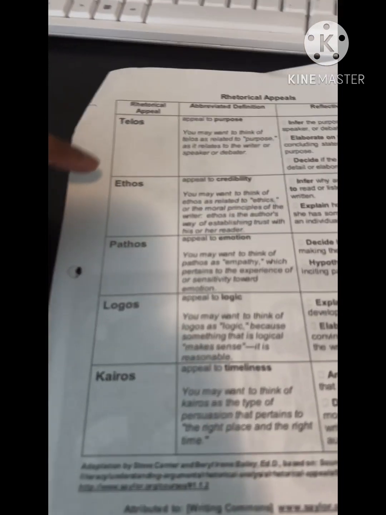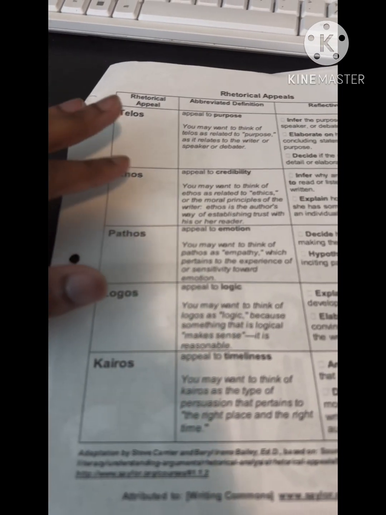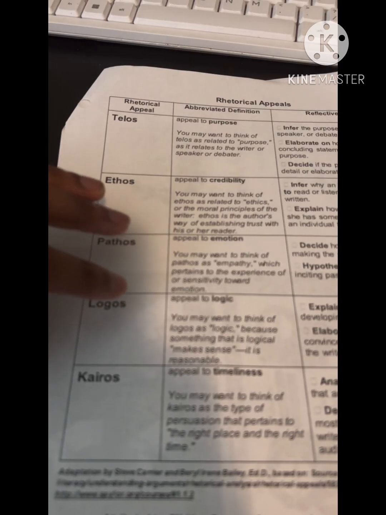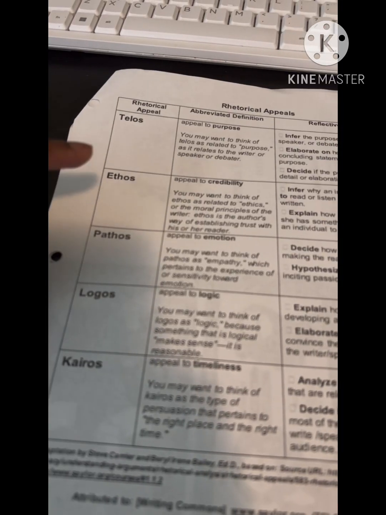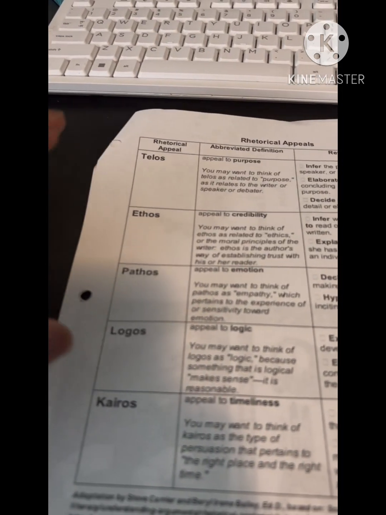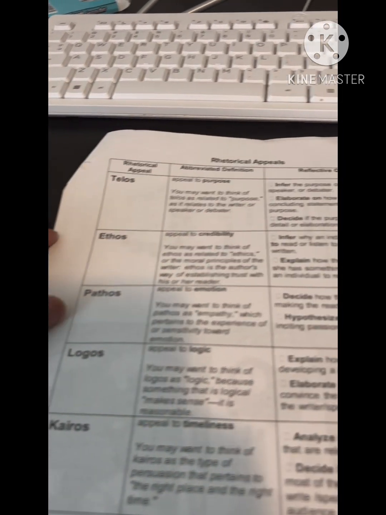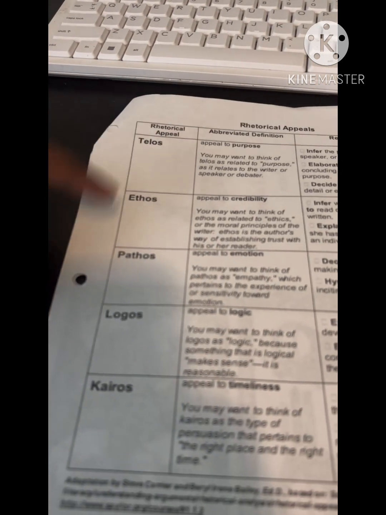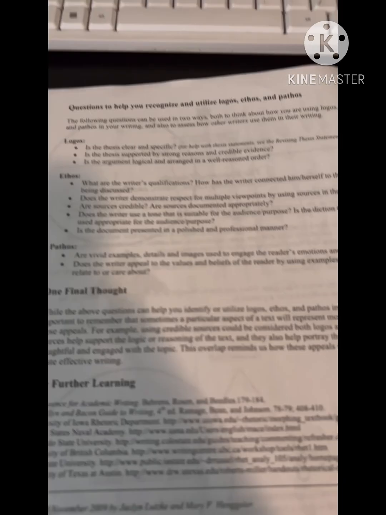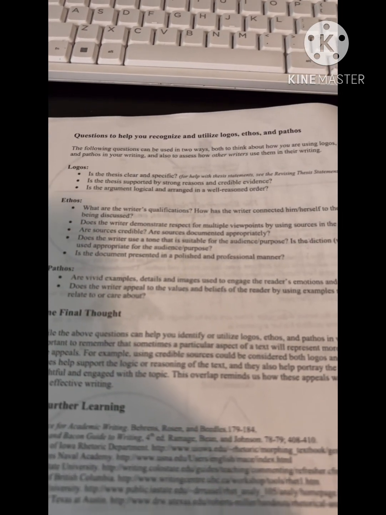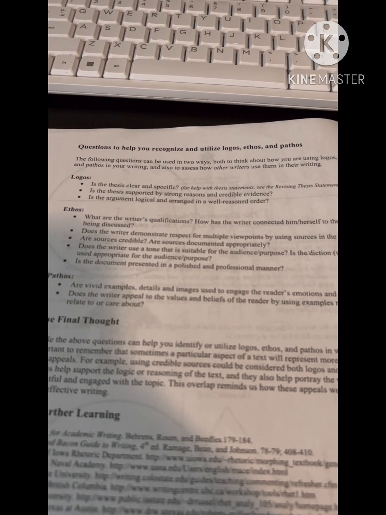I'm not gonna lie, these three right here, ethos, pathos, logos, you're gonna see those a lot in the rest of the assignments I'm gonna show you. Ethos, pathos, logos are gonna be very familiar with the rest of my assignments. You don't really typically see telos and kairos that much, but it's mostly these three that play a big role in writing and rhetorical appeals. They're just questions to help you recognize and utilize logos, ethos, and pathos.